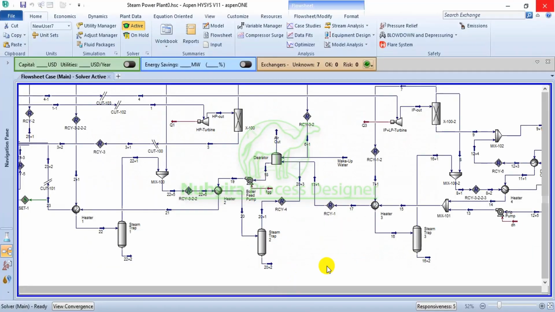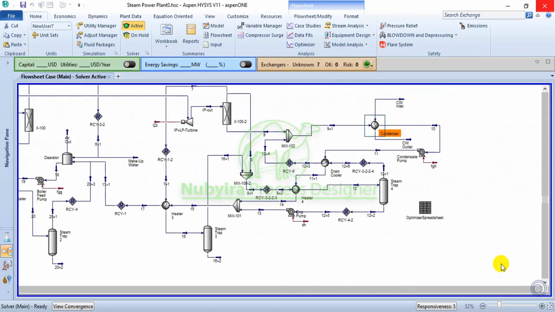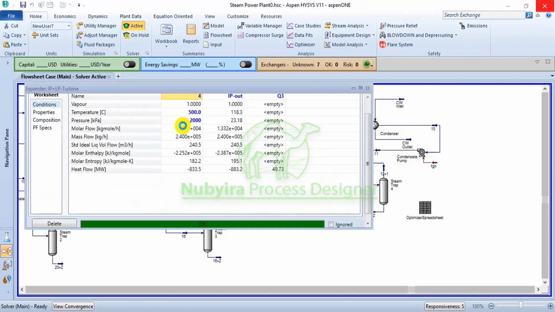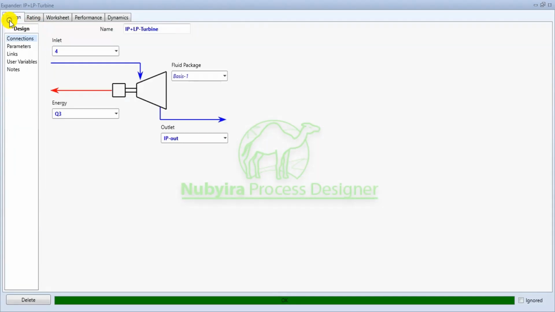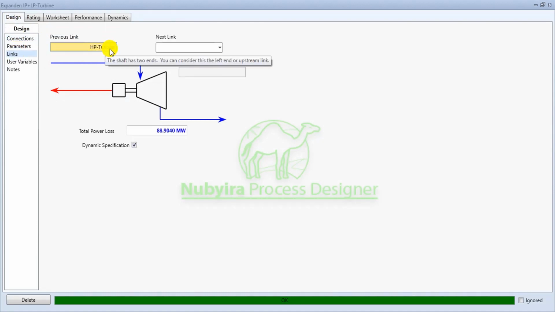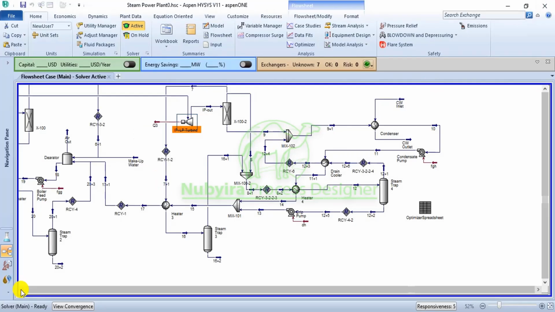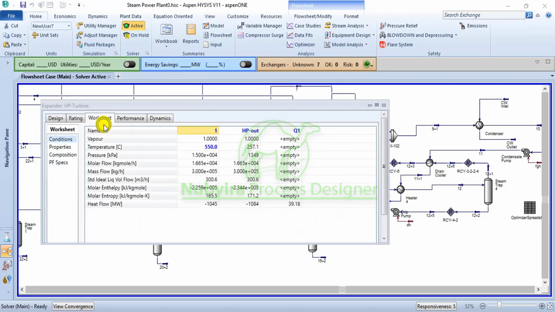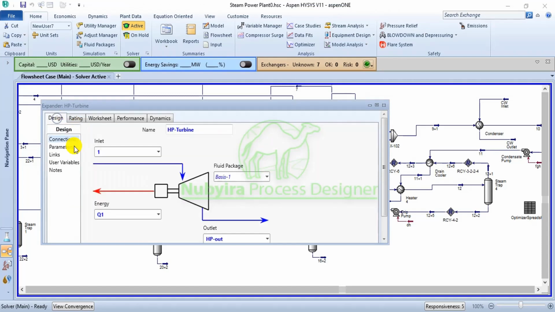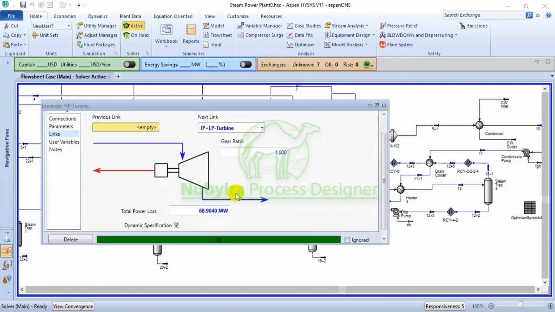So to calculate total power, I link the turbines together. There is a way to do it in Aspen HYSYS, where you link all the turbines together to calculate the total power supplied by the turbines. So we are getting 88.9 megawatts of power from the two turbines at this current state. You can see the two turbines are linked together. So if you are working on multiple turbine stages, you can link them together so you get the total power that you have from the process.